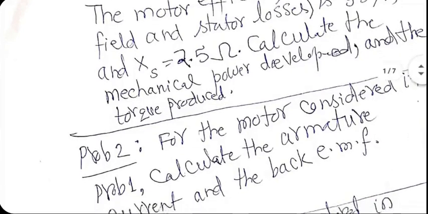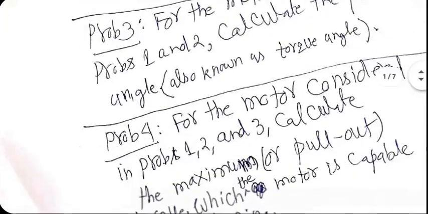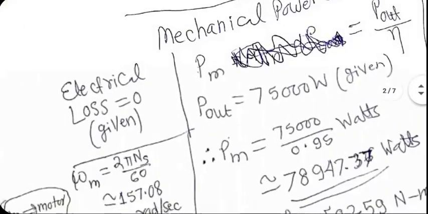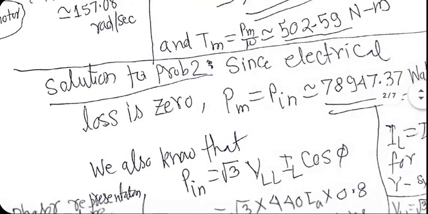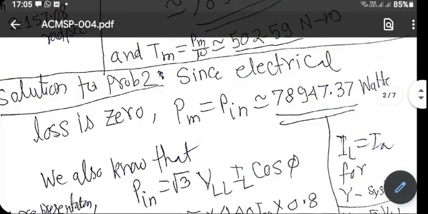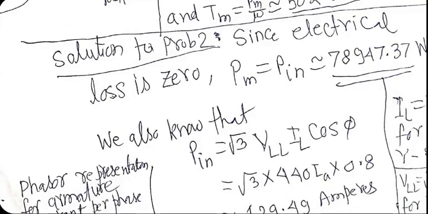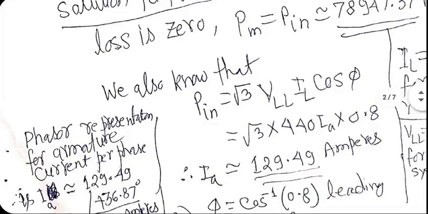Now in problem 2, you take problem 1, and now you are supposed to calculate armature current and the back EMF, EA and IA. Now you will need to use the equivalence. Mechanical power produced is same as electrical power because losses are negligible. And we know this well-known formula for input electrical power in terms of line voltage and line current and power factor. Power factor is also given to us. So using all that, you calculate the line current.